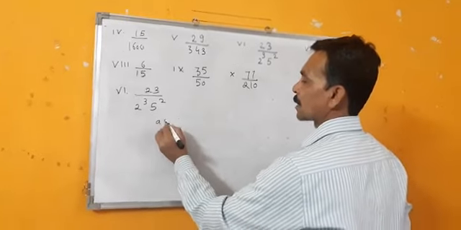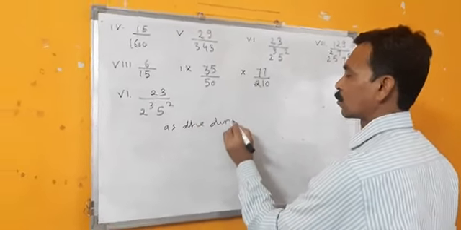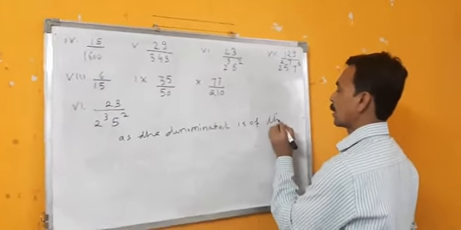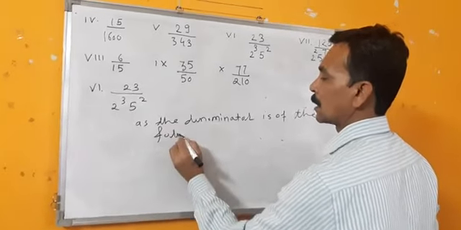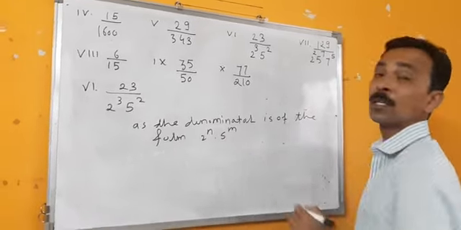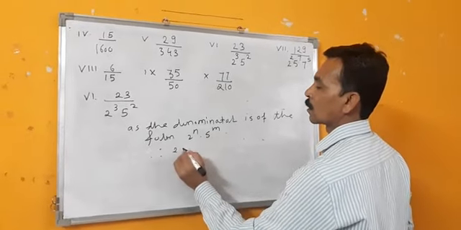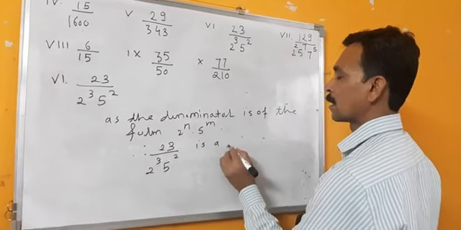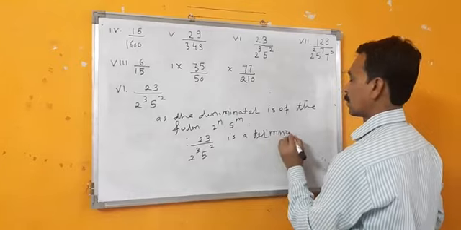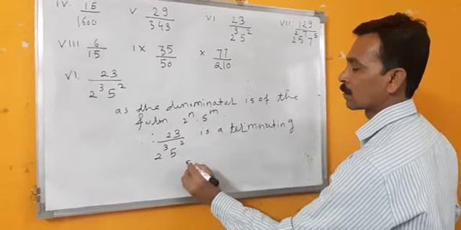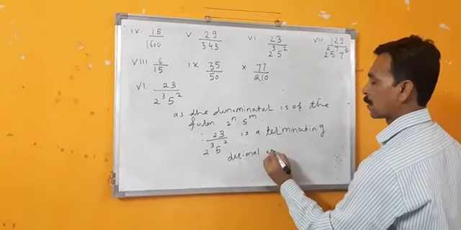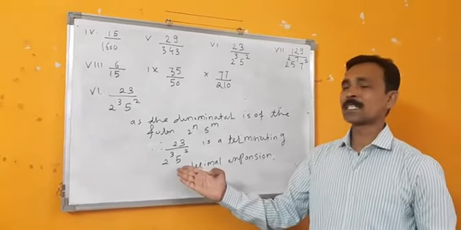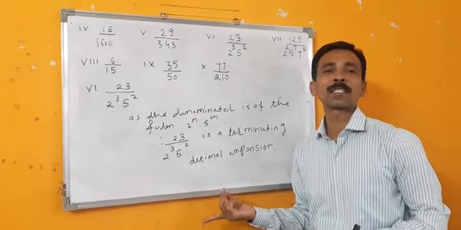I'll write here as the denominator is of the form 2 raised to n into 5 raised to m. Therefore 23 upon 2 raised to 3 into 5 raised to 2 is a terminating decimal expansion. Because we don't have to factorize here. Denominator is always in the form 2 raised to n into 5 raised to m.